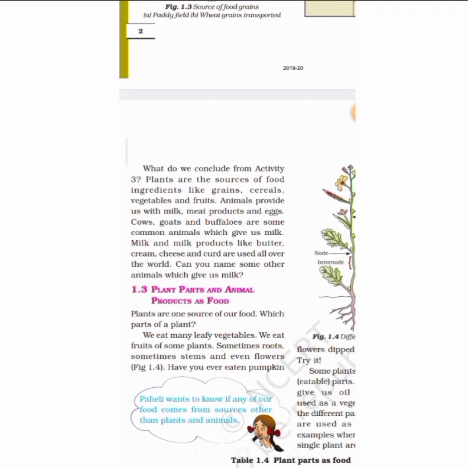What do we conclude from activity 3? Plants are the sources of food ingredients like grains, cereals, vegetables, and fruits. Animals provide us with milk, meat products, and eggs. Cows, goats, and buffaloes are some common animals which give us milk. Milk and milk products like butter, cream, cheese, and curd are used all over the world. Can you name some other animal which give us milk?